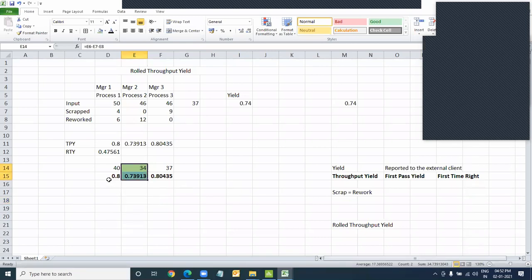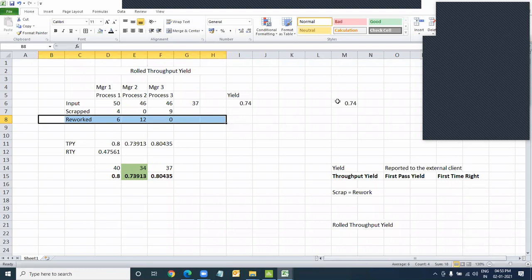So bottom line, when I'm giving feedback to my process owners at stage level, I should be looking at throughput yield or first pass yield. There's no fun in creating a defect and then fixing it. Ideally, when we looked at 74%, we never accounted for these 12 and 6 reworks, 18 reworks. I could have utilized the resources for making 18 new products, which I could not because you created a defect in the first place.